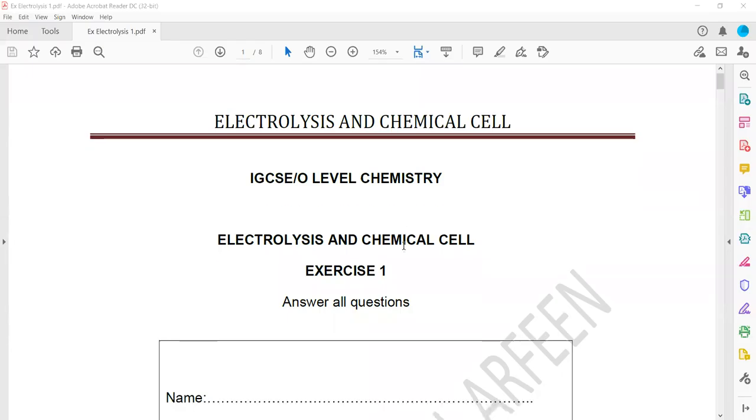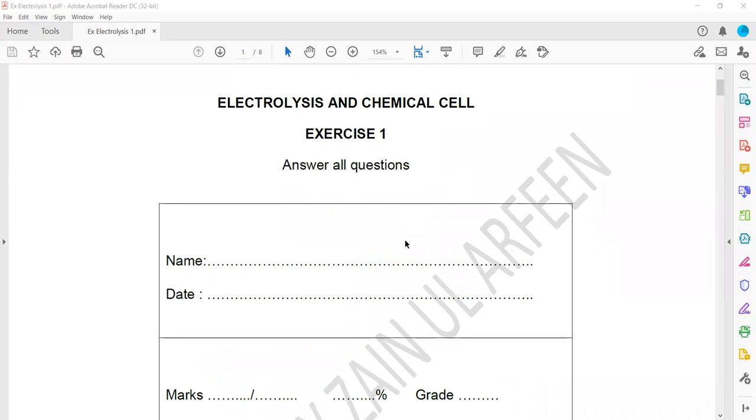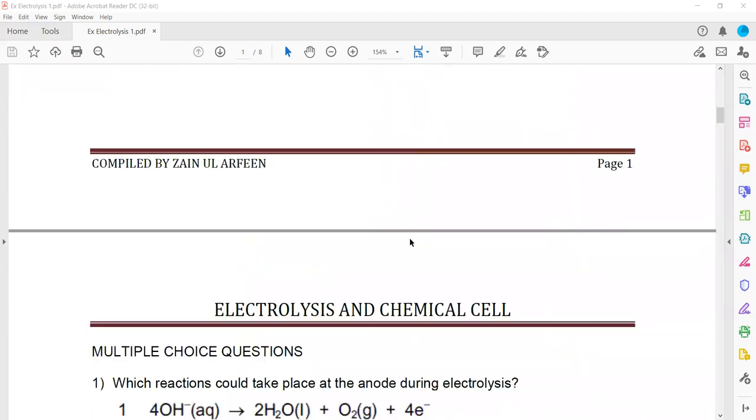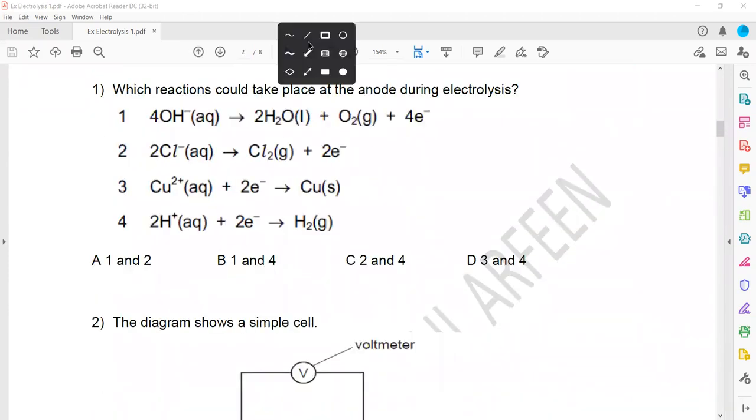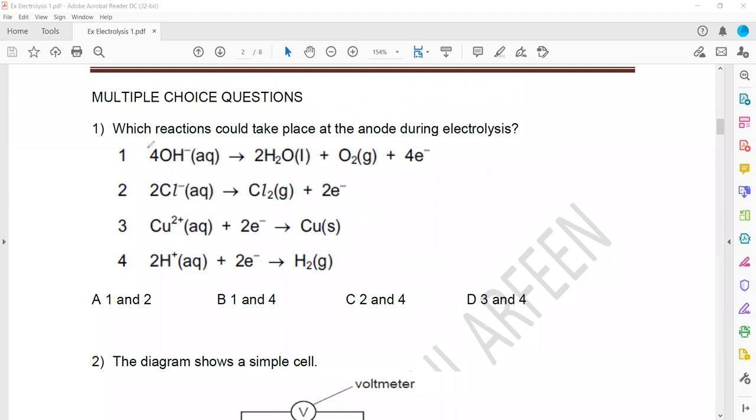So this was a weekly homework exercise related to electrolysis and chemical cell. So the first one, which reaction could take place at anode? Anode means the positive terminal. So positive terminal always attracts the negative ions, which can attract hydroxide and chloride ion. So only 1 and 2 can occur at anode during electrolysis.